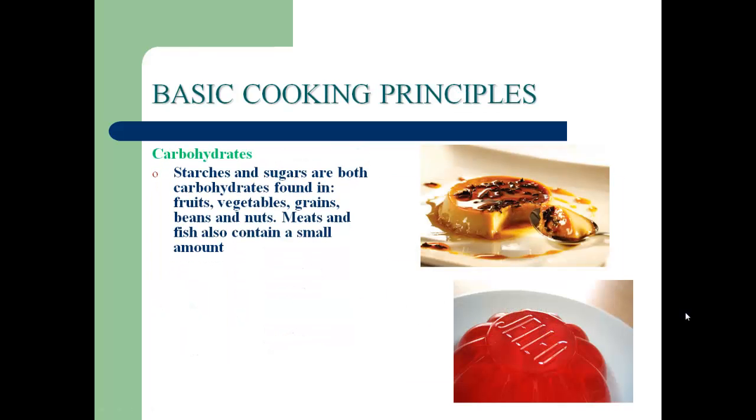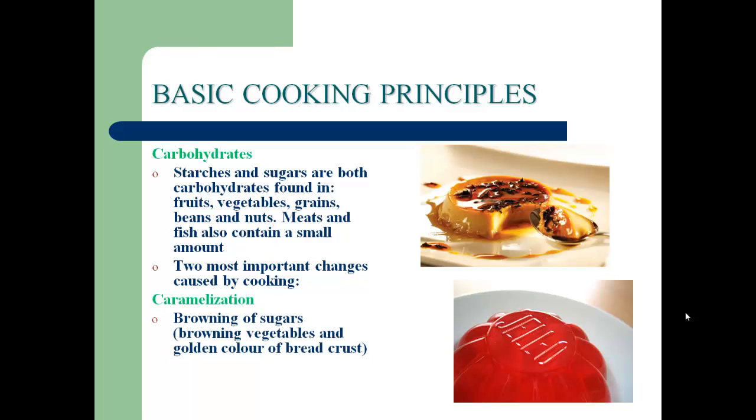Carbohydrates. Starches and sugars are both carbohydrates found in fruits, vegetables, grains, beans and nuts. Meats and fish also contain a small amount. Most important changes caused by cooking: caramelization, the browning of sugars, browning vegetables and the golden color of bread crust; and gelatinization. Starches absorb water and swell, thickening sauces.